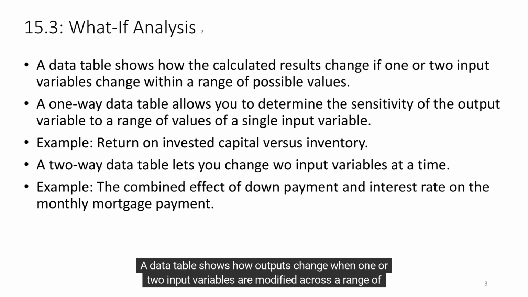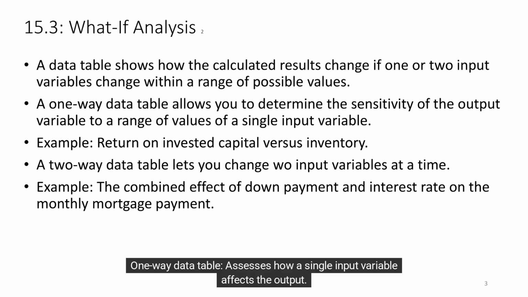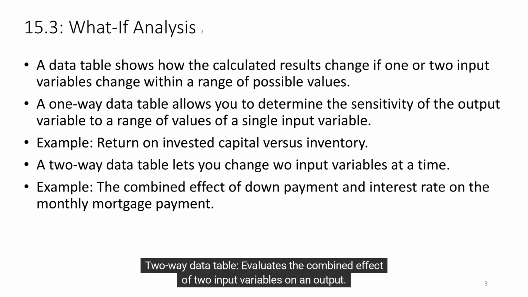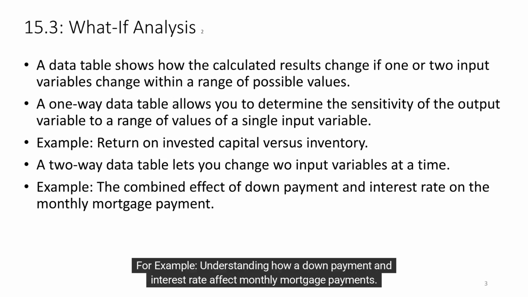A data table shows how outputs change when one or two input variables are modified across a range of values. A one-way data table assesses how a single input variable affects the output. For example, analyzing the impact of return on investment on profit margins. A two-way data table evaluates the combined effect of two input variables on an output. For example, understanding how a down payment and interest rate affect monthly mortgage payments.